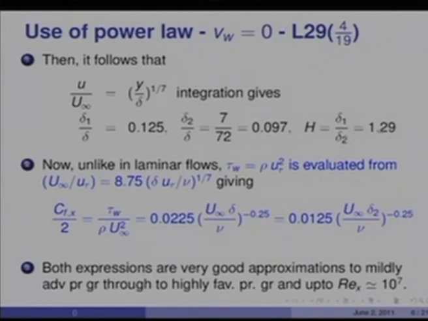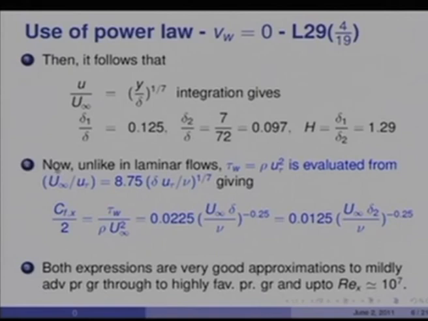Now, this is quite characteristic of turbulent boundary layers, that they usually have a much smaller shape factor than laminar boundary layers. You will recall that in laminar boundary layers we had H of the order of 2.5, whereas in turbulent boundary layers it is of the order of 1.3 or so.